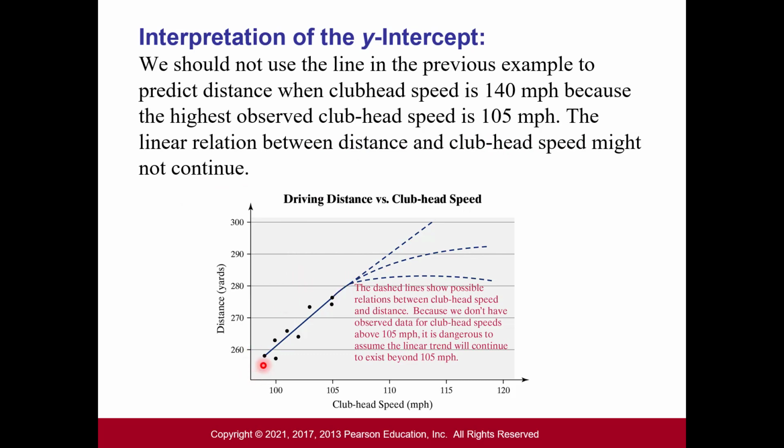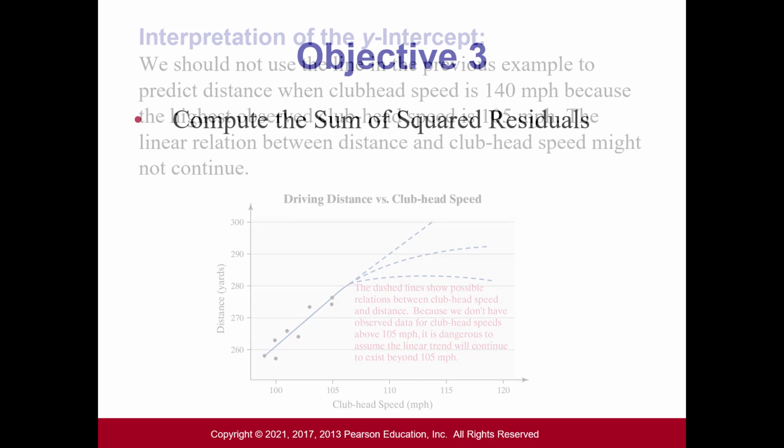So we had a linear relation up until our observed data of 105 miles per hour, but we don't know what happens after that. And 140 miles per hour is too far beyond that to figure out what's going to happen. And so some dashed lines show possible relations between the club head speed and the distance the ball travels, because we don't have any observed data to work on this. So it's dangerous to use our linear regression to assume what happens too far beyond our input variables.